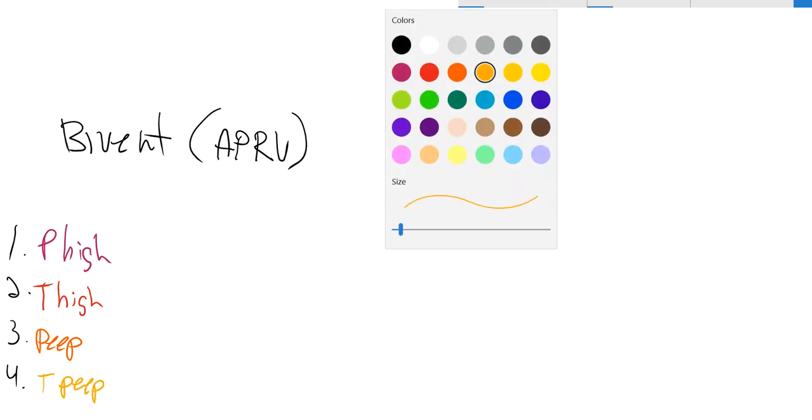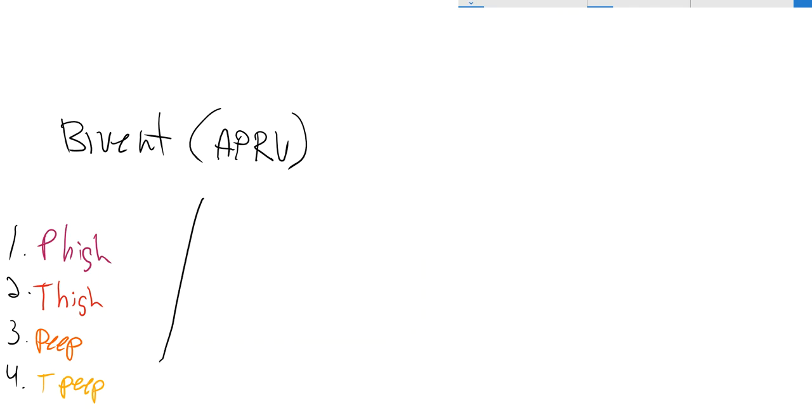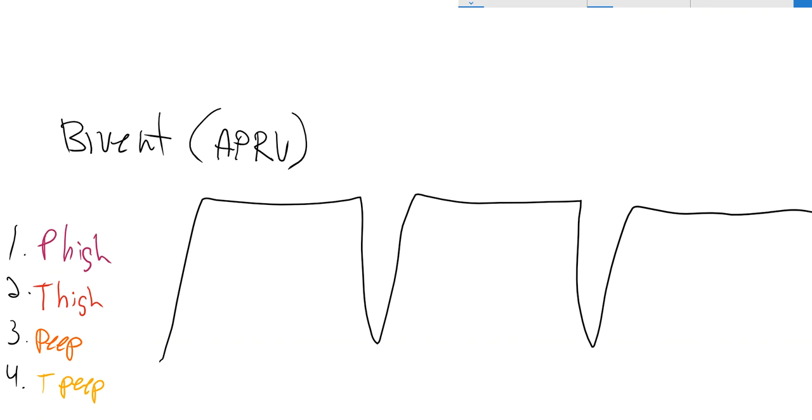All right, so I'm going to draw you just a really quick waveform. And out it goes. All right, so staying with my color theme here, P-high is going to be this point right there. In Bivent, we're going to hold that lung open for a sustained period of time at a higher level. Now, a good starting point would be either your plateau pressure, or another option might be to start 3 centimeters of water pressure above the conventional mean airway pressure.